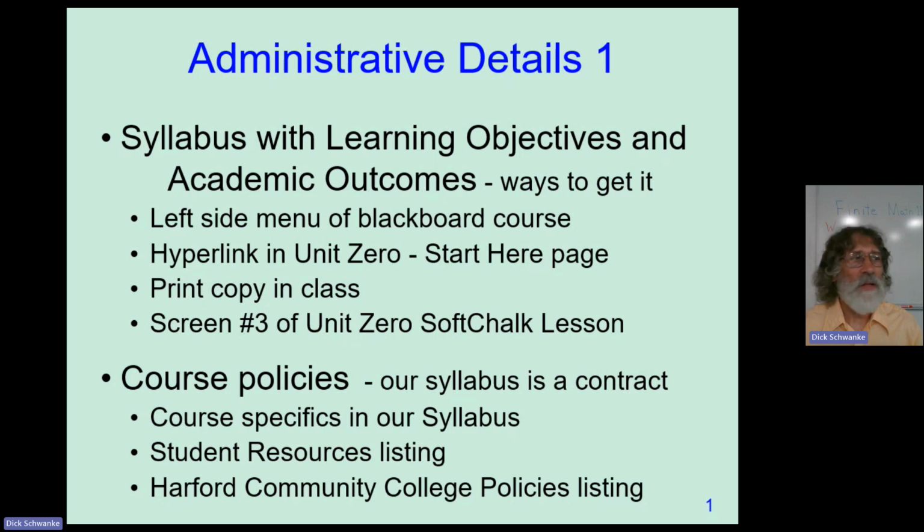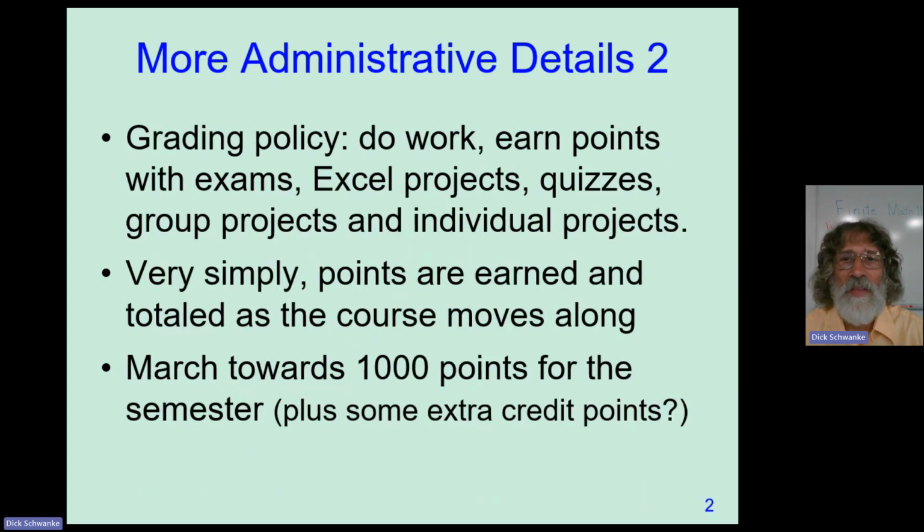Now, what we do want to pay attention to in the syllabus is this next part. There's a grading policy in there. So how do you get the grade you're interested in this course? And the answer is, well, you got to do the work. You earn the points. And there's lots of ways to get the points in exams, Excel projects, quizzes, individual projects, group projects, some in class, some outside of class. And by the way, there's opportunities to earn points at fundamentally every single class period. You add up all these points as we go along, and there's 1,000 possible total.